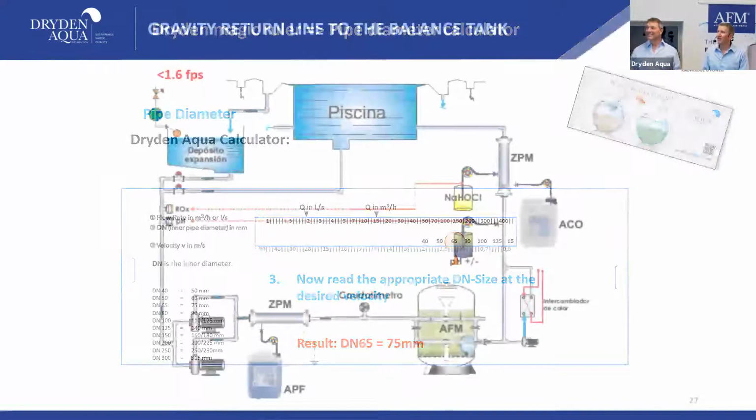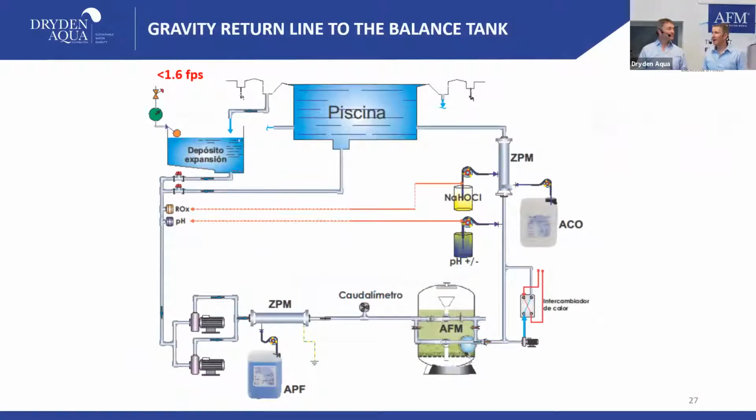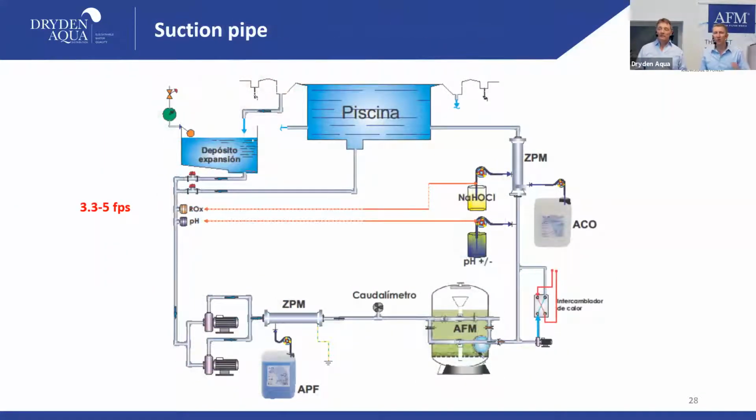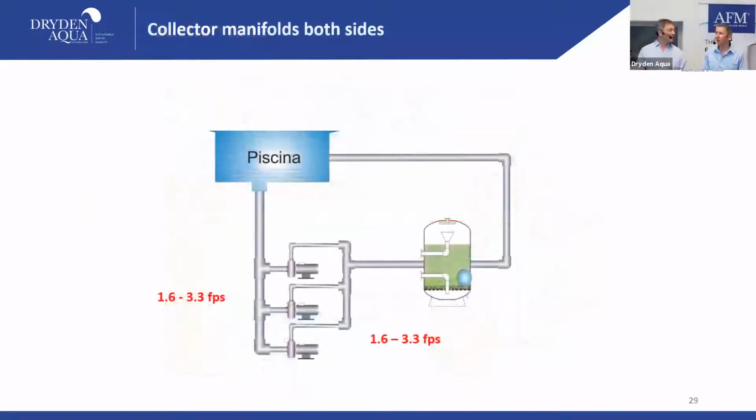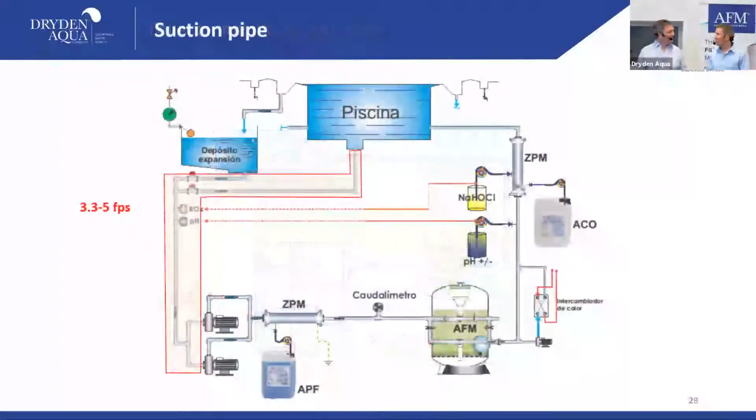Okay, here is a summary of pipe sizes. If we have a gravity return line from the overflow to the balance tank, we recommend you go at 1.6 feet per second. Then you're on the safe side. If we are looking at the suction side, so everything before the pump, then we recommend you go with 3 to 5 feet per second. The lower the better. If you have very long pipes with a lot of resistance, you go with the lower flow because you have less friction. It's all about friction. If you have shorter lines, then you can go with 5.